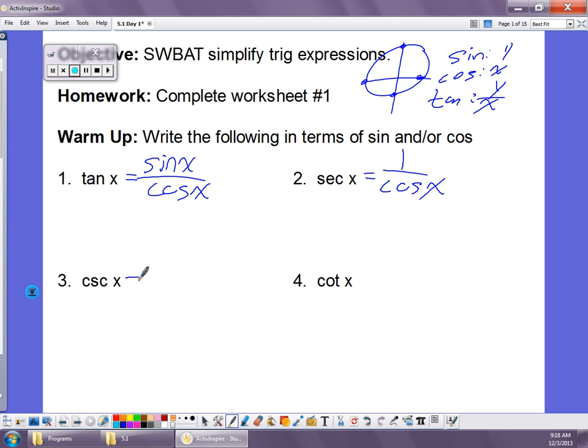Cosecant is just the reciprocal of sine, and then cotangent is the reciprocal of tangent. So you just flip it, like Anton said. So you'd get cosine over sine.